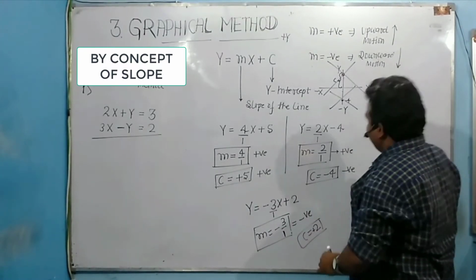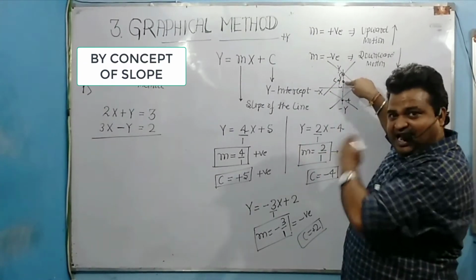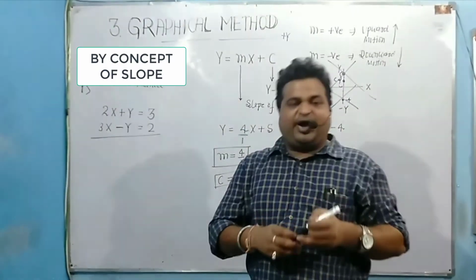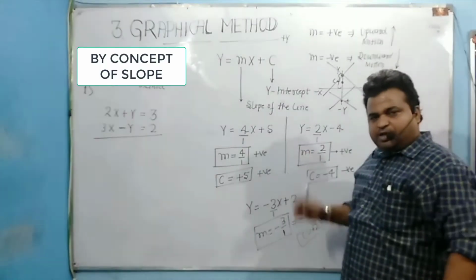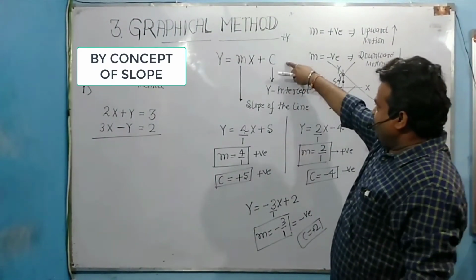Positive 2 means the c value is 2. It means this is the point from where the line is passing through. So this is the point where the line cuts the y-axis. First you note down all these things, all this concept. First you note down this: y equal to mx plus c.